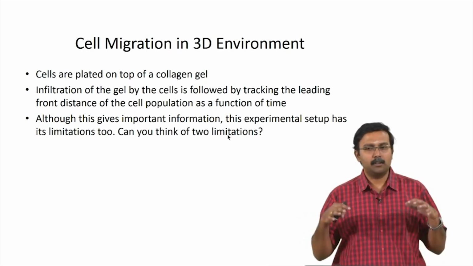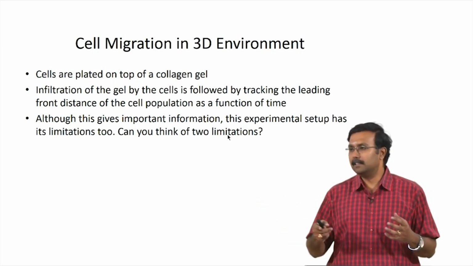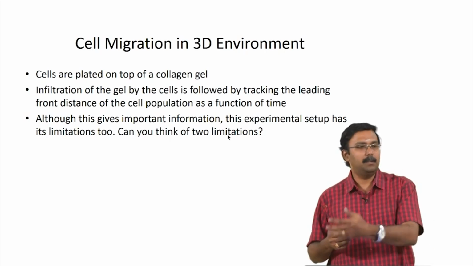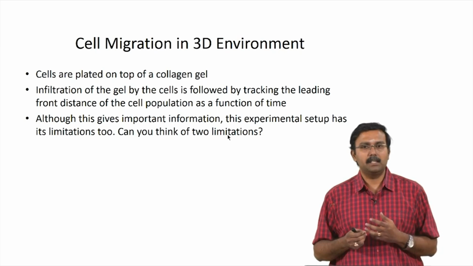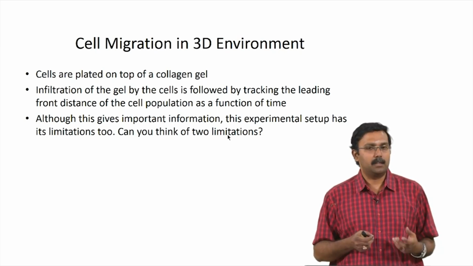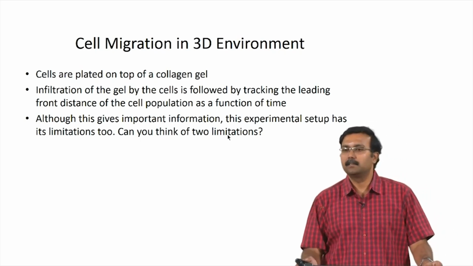See, not all cells are going to migrate at the same rate. So, you might have a lead cell which is what you would track to see how it is actually moving. This gives important information about cell migration. However, this experimental system would have an important limitation. Can you think of any two limitations?